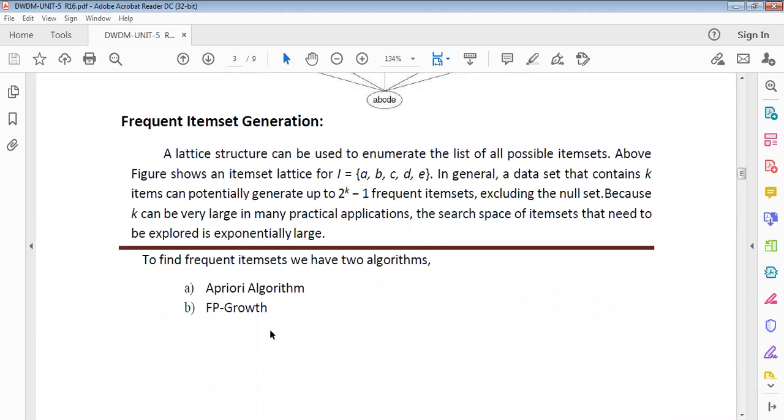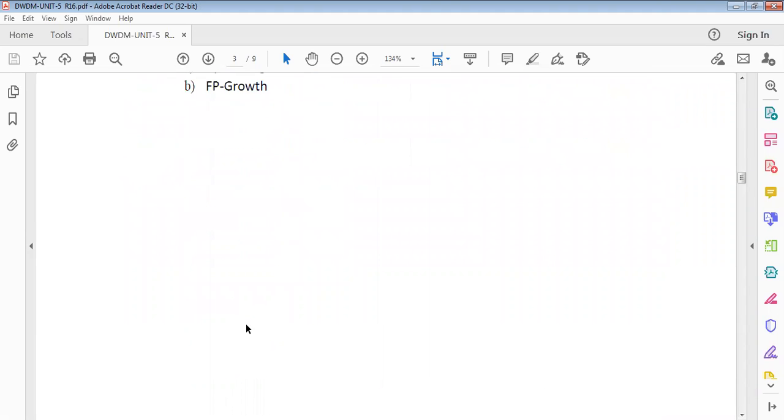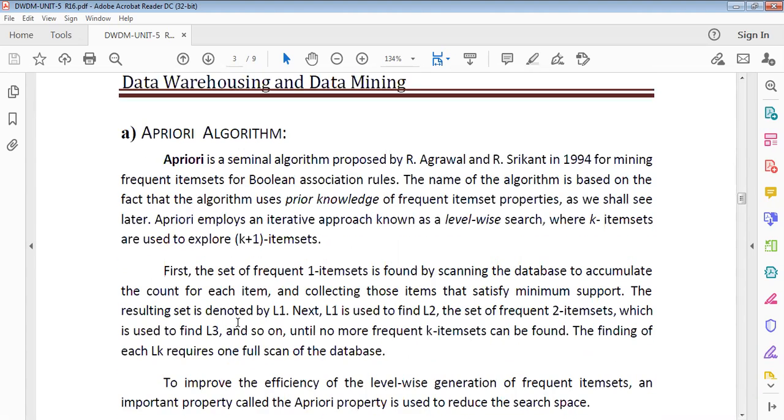So this is frequent item set generation. Mainly you have to use two algorithms. One is the Apriori algorithm, the second is the FP-growth algorithm. The Apriori algorithm is a seminal algorithm proposed by R. Agrawal and R. Srikant in 1994. Those two are Indian researchers. It mines frequent item sets for Boolean association rules. The name of the algorithm is based on the fact that the algorithm uses prior knowledge of frequent item set properties.